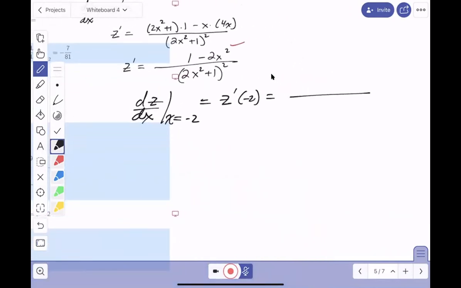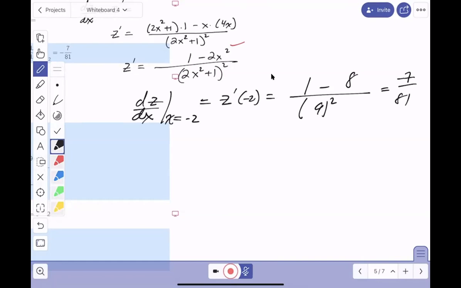And let's put that down. It's going to be 1 minus, we're plugging it into the derivative, by the way. It's going to be 1 minus, well, when I square minus 2, it's 4. So 1 minus 8. And then on the bottom, you're going to get 4 plus 5, which is 9, squared. I put this down. It's going to give you minus 7 over 81. Right? That doesn't look like a minus 7, does it?